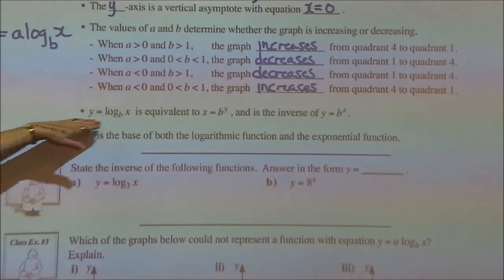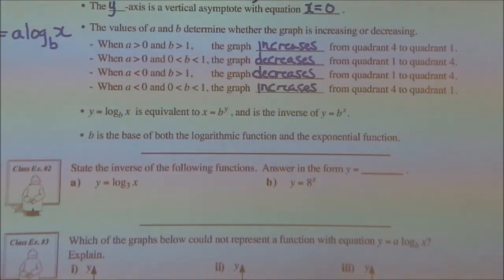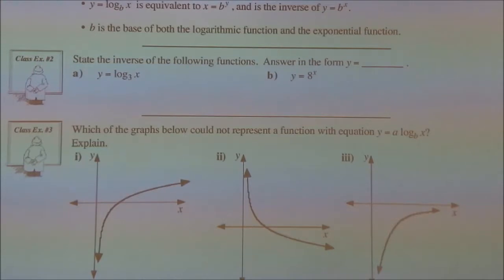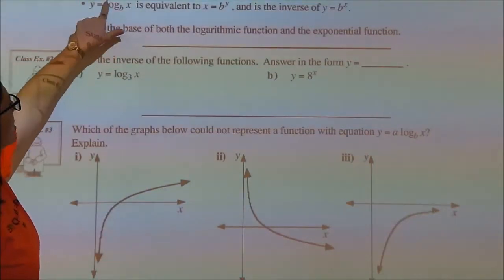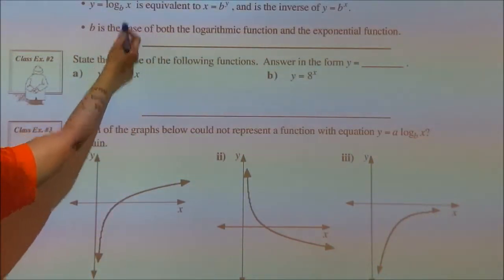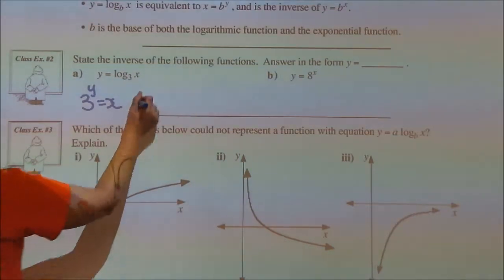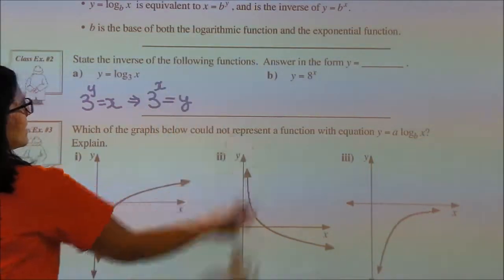Okay. Log base b of x is equivalent to x equals b to the power of y, and it's the inverse of b to the power of x. B becomes the base of both the logarithmic function and the exponential function. So if we look at class example number 2, it says state the inverse of the following functions. Answer in the form of y equals. So if I was to look at this, what I have to remember is this right here. Y equals log base b of x is equivalent to this. So if I took this equation and I rewrote it, that means it should be 3 to the power of y equals x. The inverse of that, interchange these two, I get 3 to the power of x equals y.